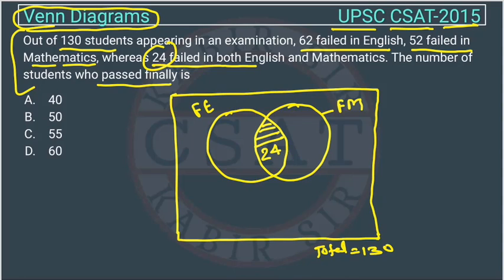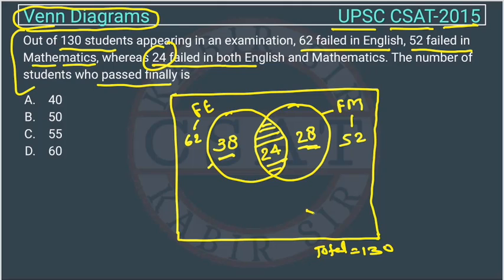So the number of students failed in English is given 62, right? And this is given 52, right? So if this total circle represents 62, out of this 24 are here, so the remaining is how much? The remaining is 62 minus 24, so this will be 38. Similarly, the total circle is representing 52, 24 is this, so the remaining is 28, right? So 38 is representing failed in English, 28 is representing failed in math, and this 24 is representing failed in both.